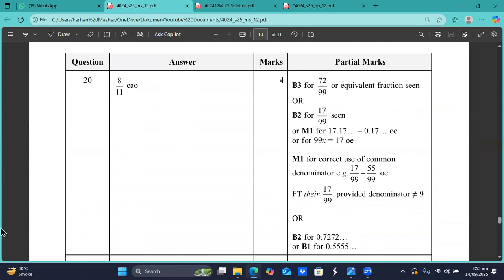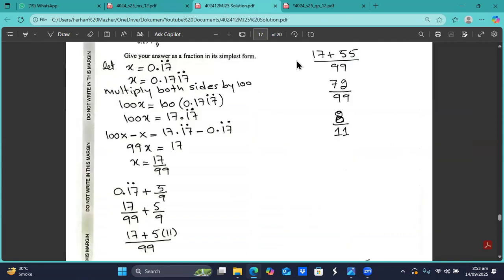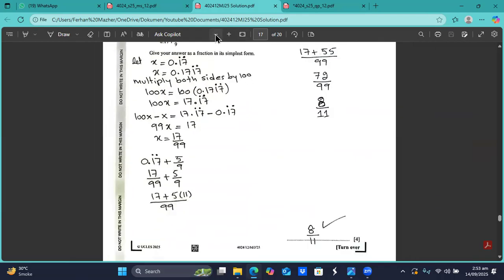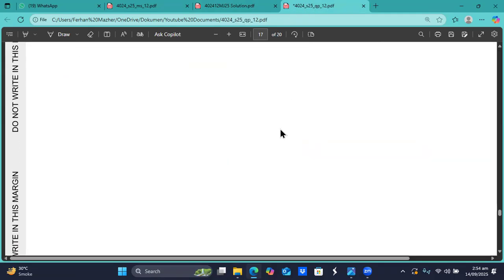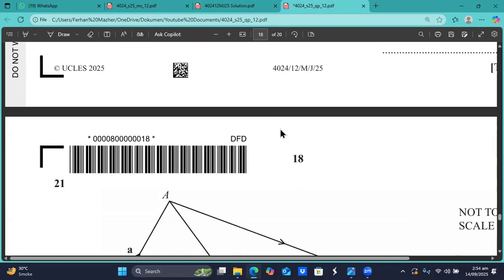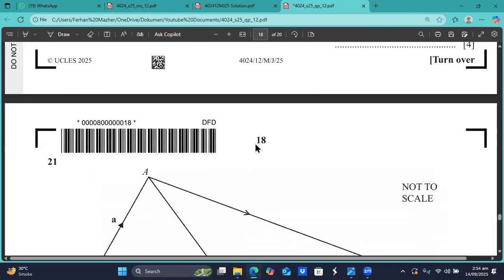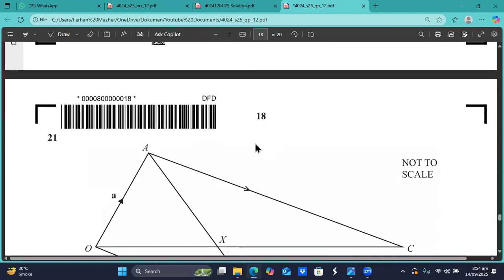This is a new type of question which has been added here. Okay, and this is very, very important. So 8 by 11 is the answer, sir. Let me show you, this is a 4-mark question.